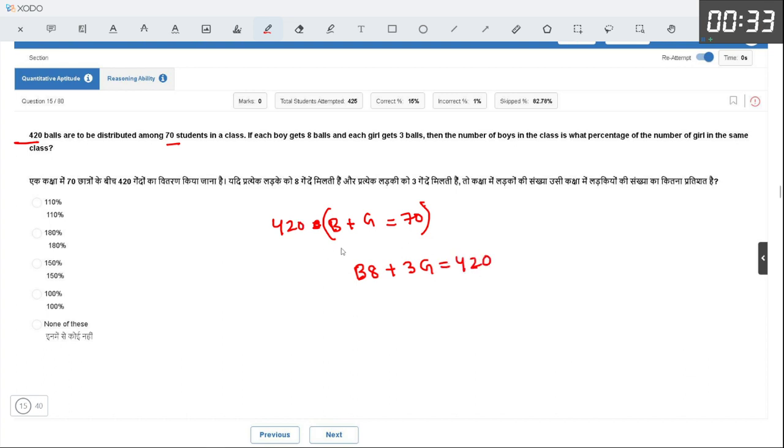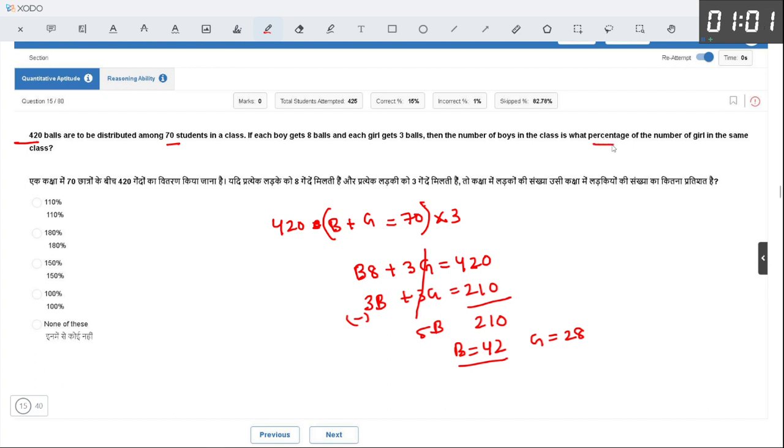So we have to solve these two equations. So we can write, multiply this equation with 3, plus 3b, 210, right? So this equation becomes 210, cancel. This will become 5b, so boys will be 42. If boys are 42, girls will be 28.